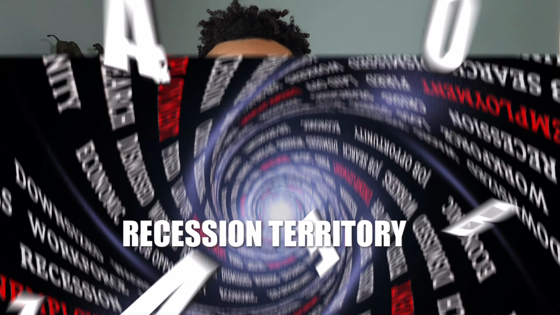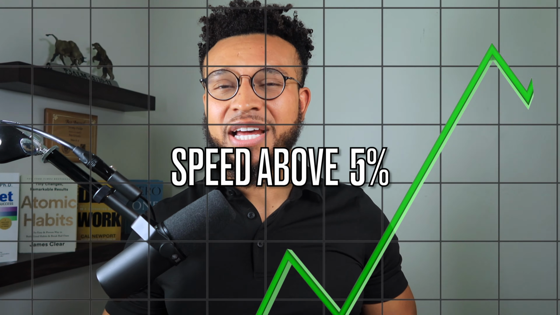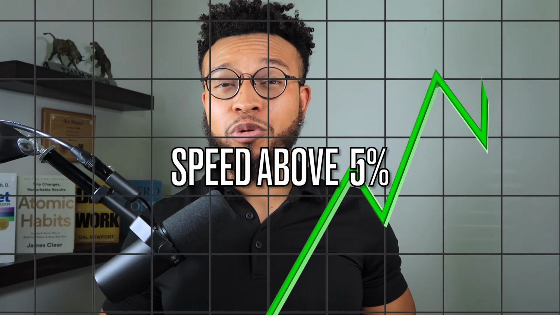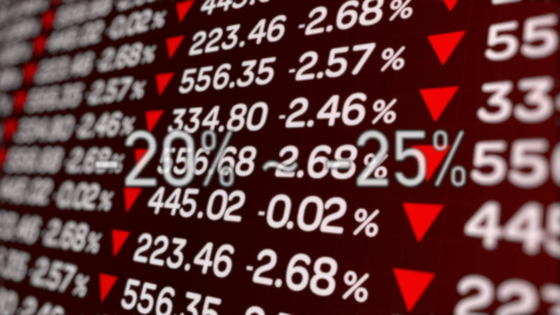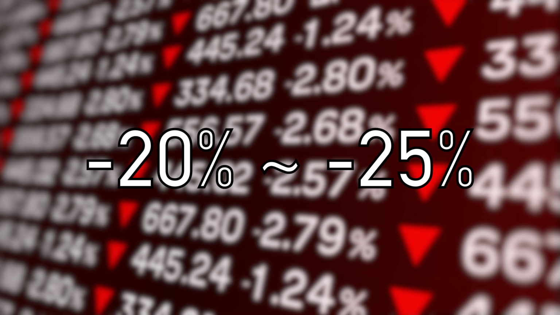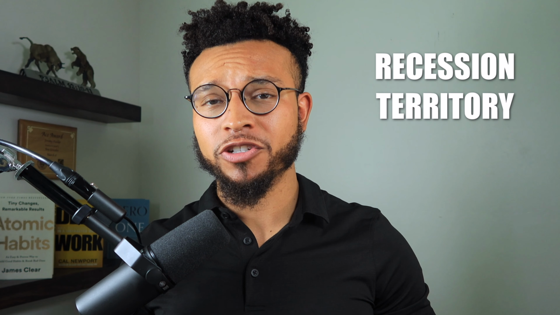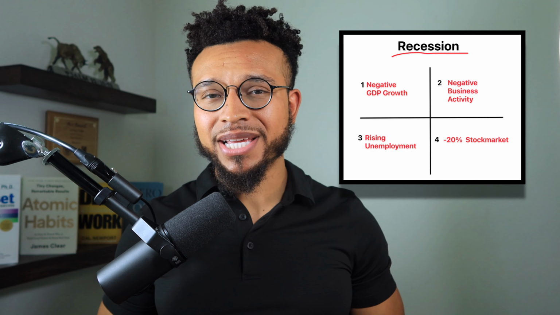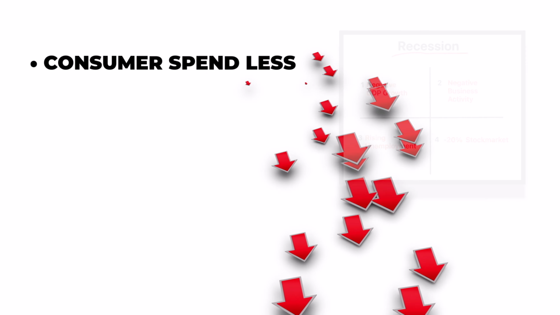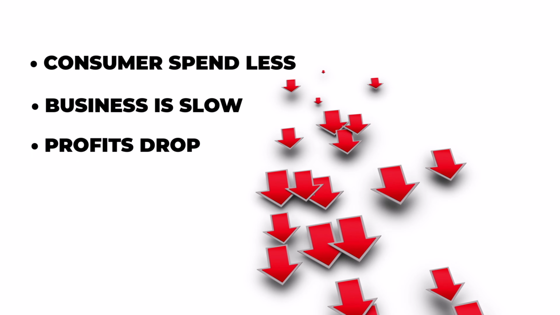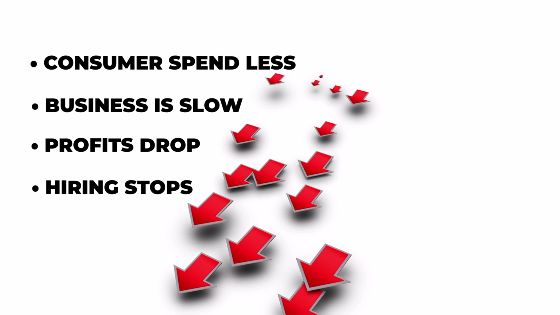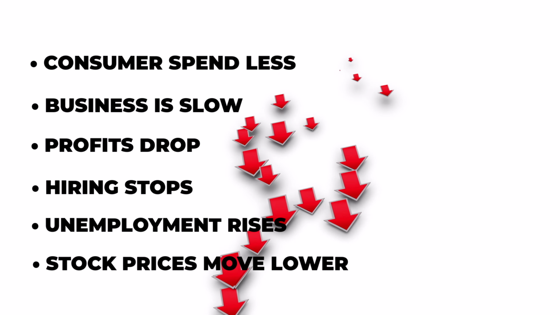But it's not just about the 5% level, it's about the speed at which unemployment rises above 5%. The stock market is a measure of financial conditions, and when it drops somewhere between 20 and 25%, that's considered recession territory. So how are these 4 categories tied together? Consumers spend less, businesses slow, profits drop, hiring stops, unemployment rises, and stock prices move lower.